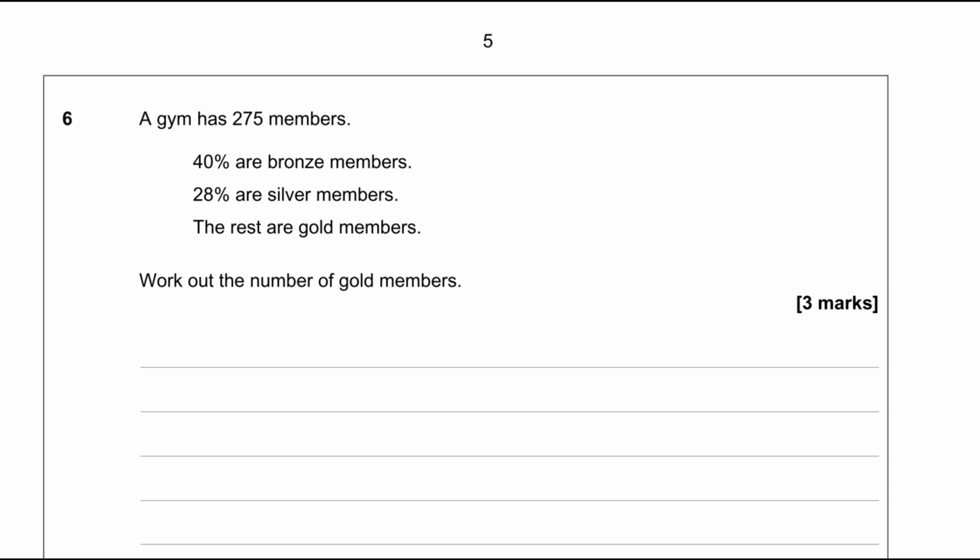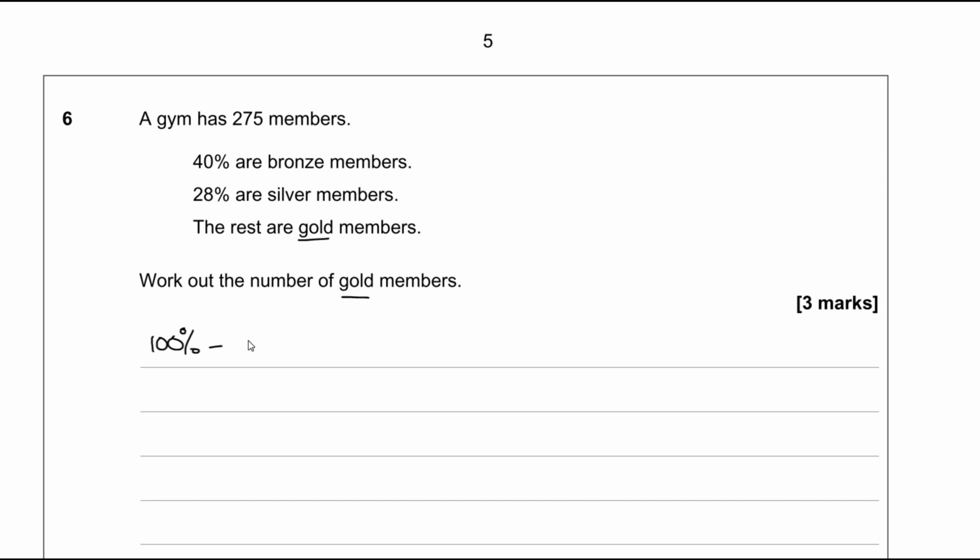A gym has 275 members. 40% are bronze members, 28% are silver members, the rest are gold members. Work out the number of gold members. The gold members will be the rest of the members, so we need to find out what percentage they are. The whole thing, that means 100%, we take away 40%, that is the bronze members, and then we take away 28%, which is the silver members.